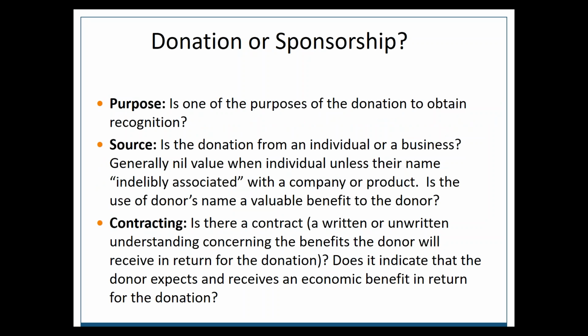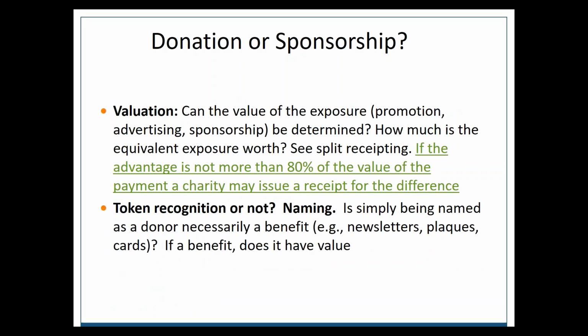I'm not going to go through it, but the difference between donation or sponsorship, very important to keep this in mind. In many cases where you, for example, have a business giving money to a charity and they're getting a huge amount of publicity out of it, it's sponsorship, it's not a donation, and a receipt would not be issued for that.